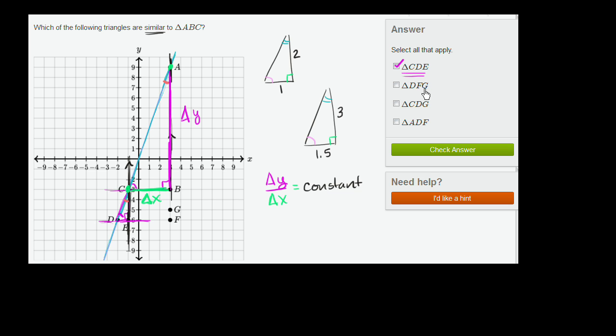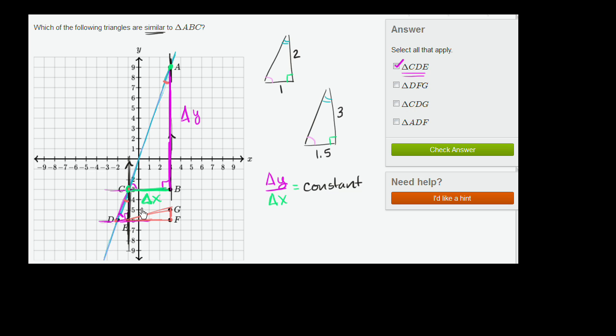Now let's look at the other options they give us. DFG. Well, there's not really a lot that we can say about DFG. We're not really using the line anymore as a hypotenuse, so we're not going to say it's similar. We could actually look at the lengths and all of that if we wanted, but we'd see that it's not similar.